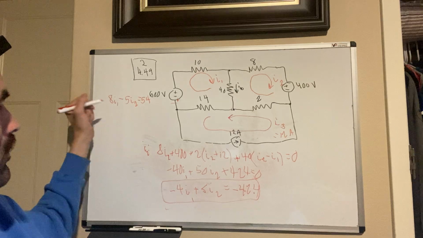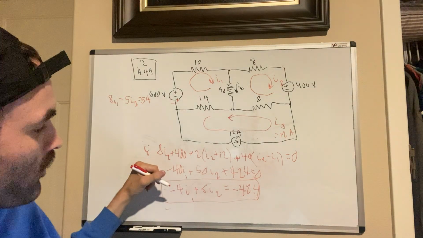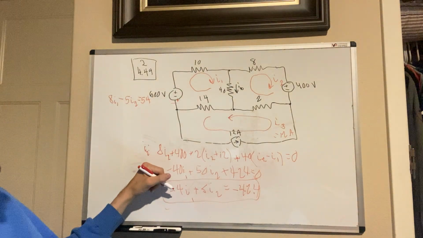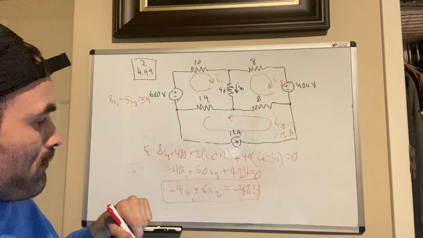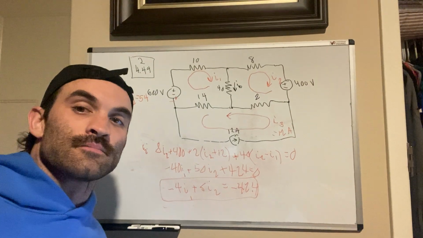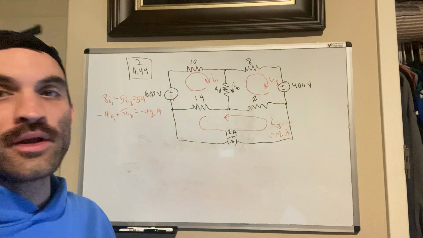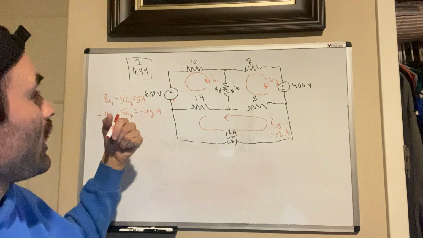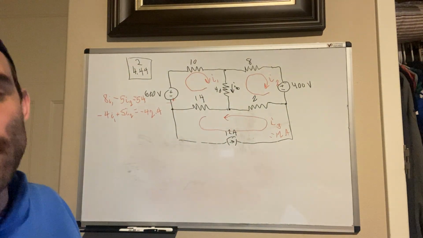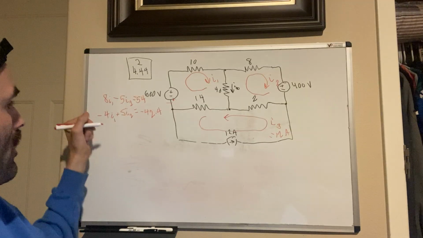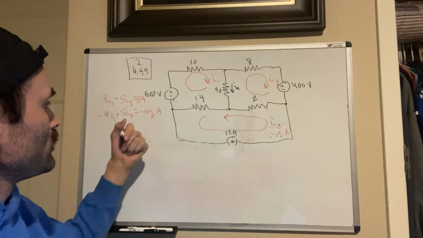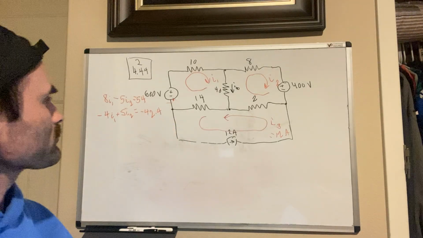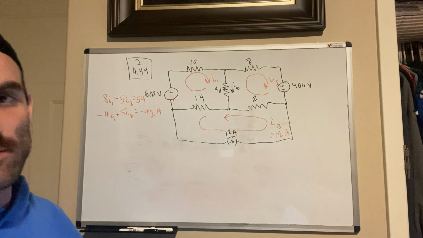So we have our equation from before, and this one. I'll write them both up here, and then we're going to solve them. Okay, so at this point, here are our two equations. 8I1 minus 5I2 equals 54. And negative 4I1 plus 5I2 equals negative 42.4.